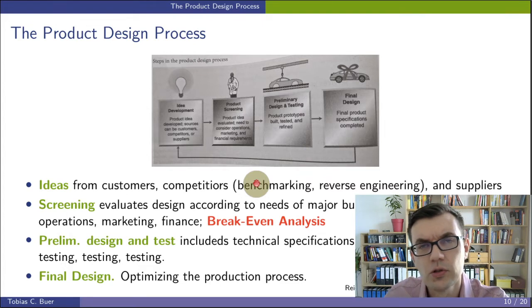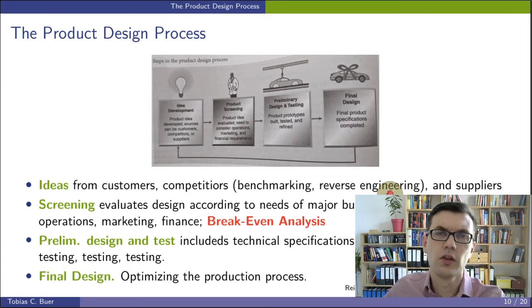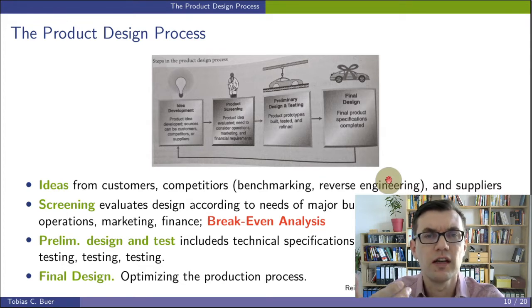And another approach that involves products of our competitors is reverse engineering. So we have a product of our competitors, and then we try to disassemble this product and try to find out how this product was built. This is popular for technical products.